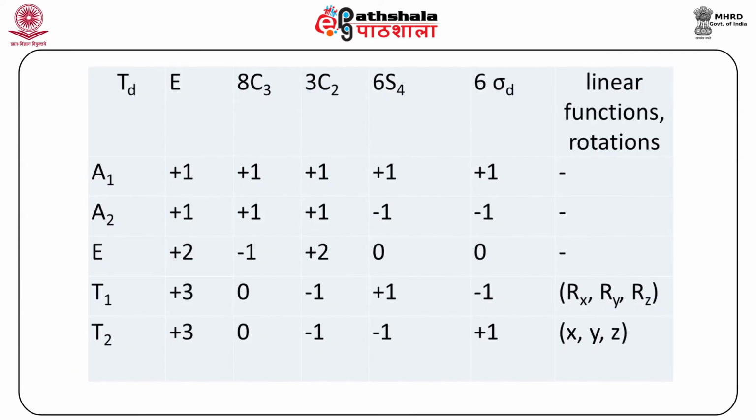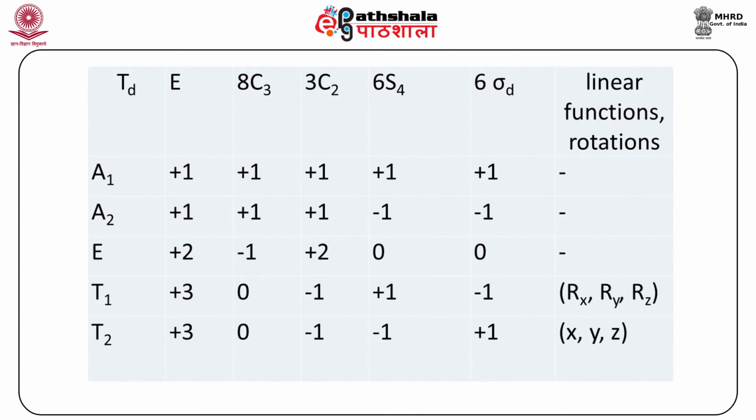Let us look at the table for the Td point group and try to look for the x, y, z, Rx, Ry, Rz vectors in the last column, and also see the irreducible representations A1, A2, E, T1, T2, and try to match the two columns. If I take Rx, Ry, Rz in the last column, where it is written linear functions, rotations, they are against T1, the T1 irreducible representation. The basis functions are Rx, Ry, Rz.